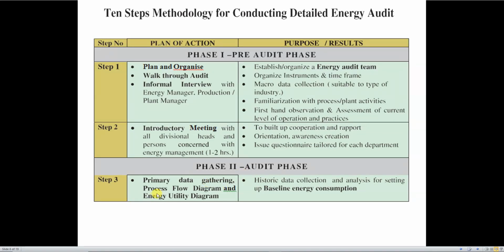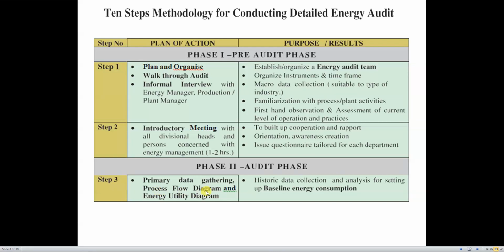Now here step number 3 is primary data gathering, then process flow diagram and energy utility diagram. In this case, the primary data gathering work has been mostly completed in the pre-audit phase, where we gathered the information regarding the process and plant activities, also the energy consumption, energy wastage, and the different equipment purchasing and selling. That is nothing but the primary data, the history of the company in short.